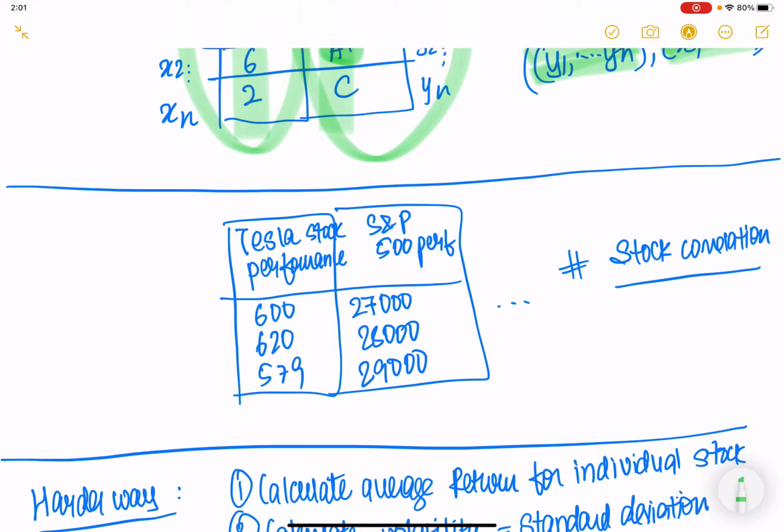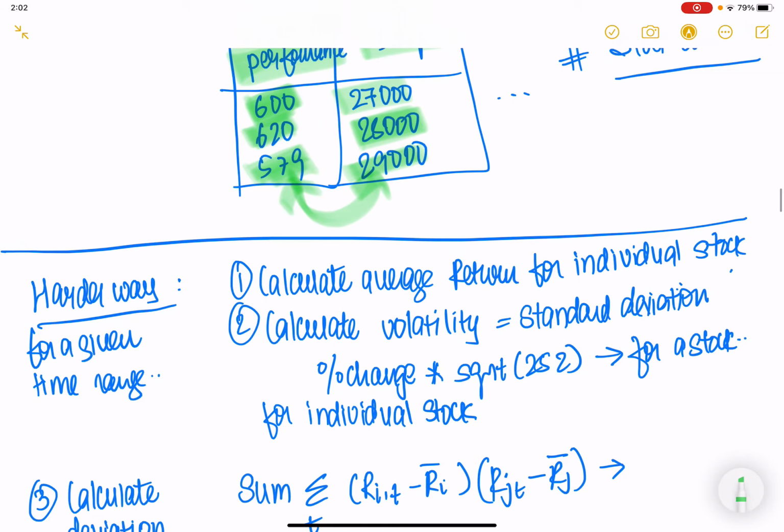But how does that apply to the stock market? Let's say Tesla stock performance. Let's say this is the closing price of Tesla: $600, 620, 579. Then look at the closing price of the S&P 500 or VOO, which is a proxy for S&P 500 movement. Very quickly you can ask, what's the correlation between these two? You can find out the same way we did earlier between hours studied and grade received. Similarly, what is the correlation between Tesla stock price performance and S&P 500 performance?